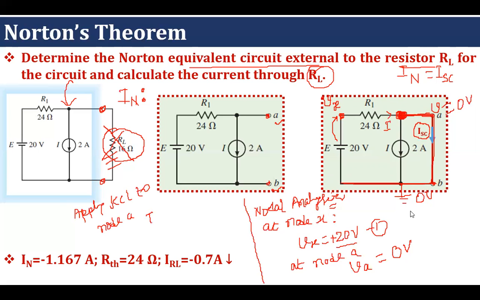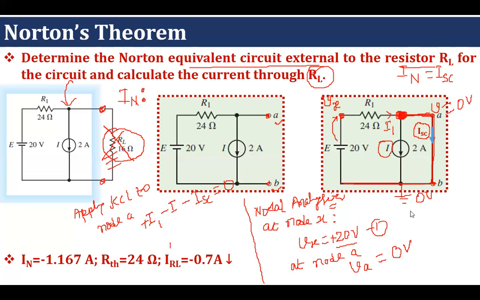I1 is the incoming current, so it will be positive. I is the outgoing current, so it will be negative, and again this ISC is outgoing current, so this will be negative. So this is going to be equal to 0.